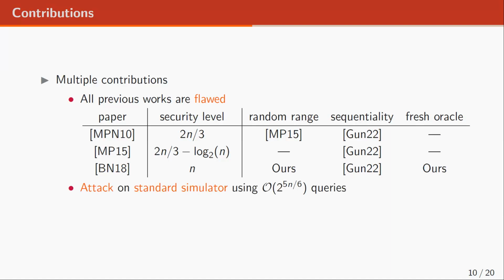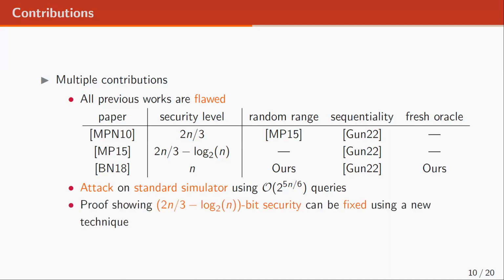In addition to this, we also show an attack on the simulator that everyone uses, using 2 to the power 5n/6 queries. So with this simulator, it is impossible to prove more security than this. But we also have a positive result: because we are able to fix the sequentiality problem, we are able to re-establish the bound of 2015, for which we use a new technique.